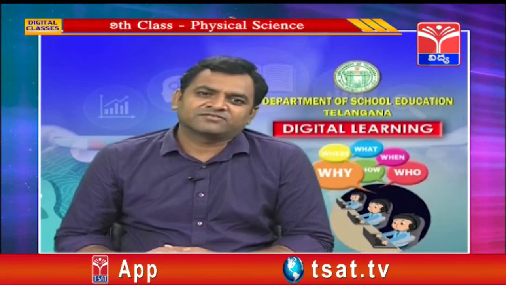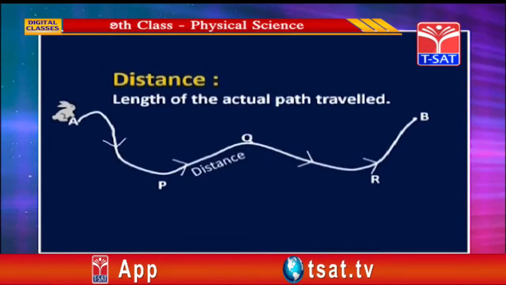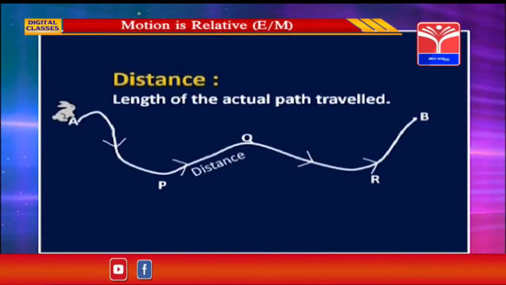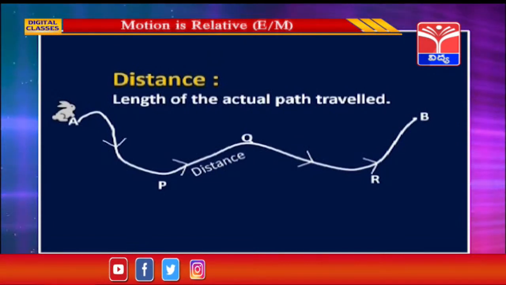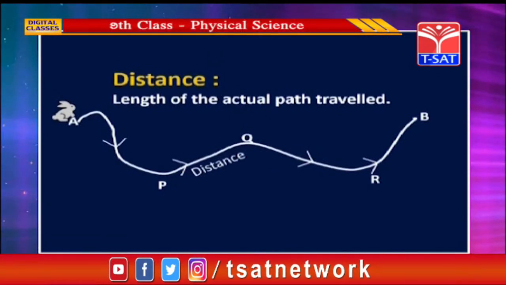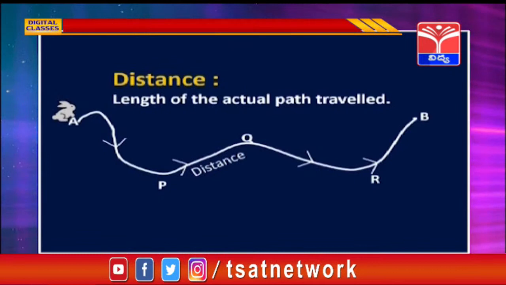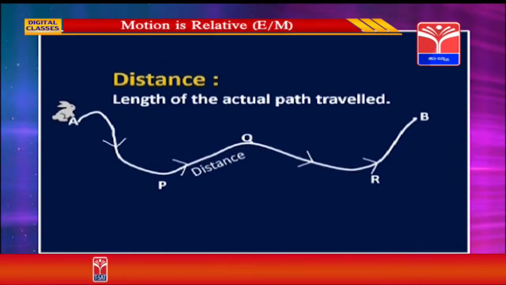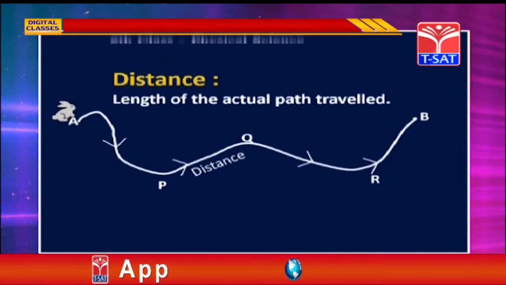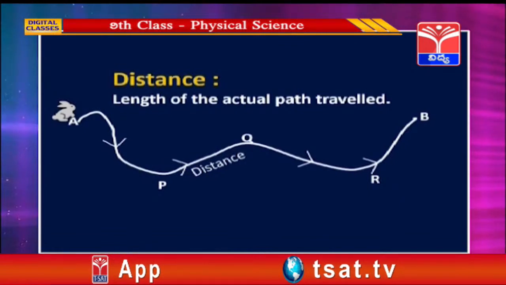Now consider when objects are moving, what happens. Imagine a rabbit moving from point A to point B along the path A, P, Q, R, B. The length of this actual path travelled is called distance.